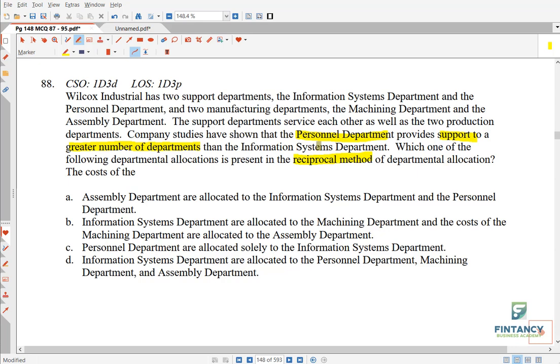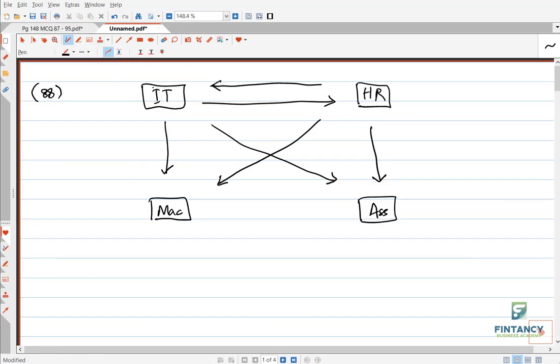assembly department. So they are saying which one of the following is present. I mean, what can be possible in these four options? What can be possible if you are using reciprocal method? Number one, assembly allocated to information system, right, and personnel. Can we allocate assembly to IT and HR? I mean, we can go reverse.